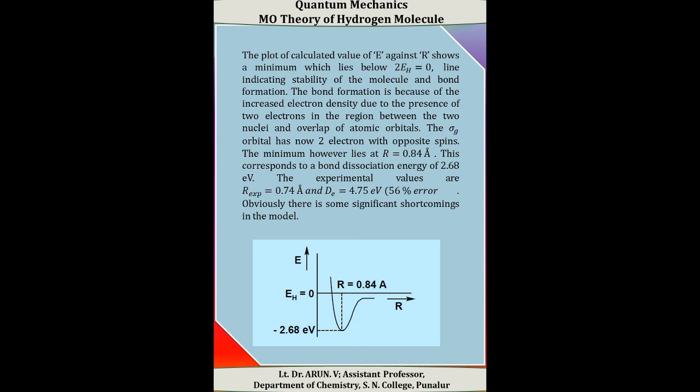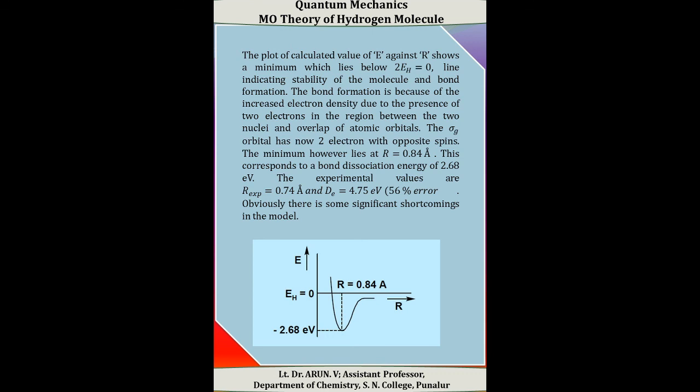The bond formation is because of the increased electron density due to the presence of two electrons in the region between the two nuclei and the overlap of atomic orbitals. The sigma g orbital now has two electrons with opposite spin. The minimum, however, lies at R equal to 0.84 angstrom. This corresponds to a bond dissociation energy of 2.68 electron volt.